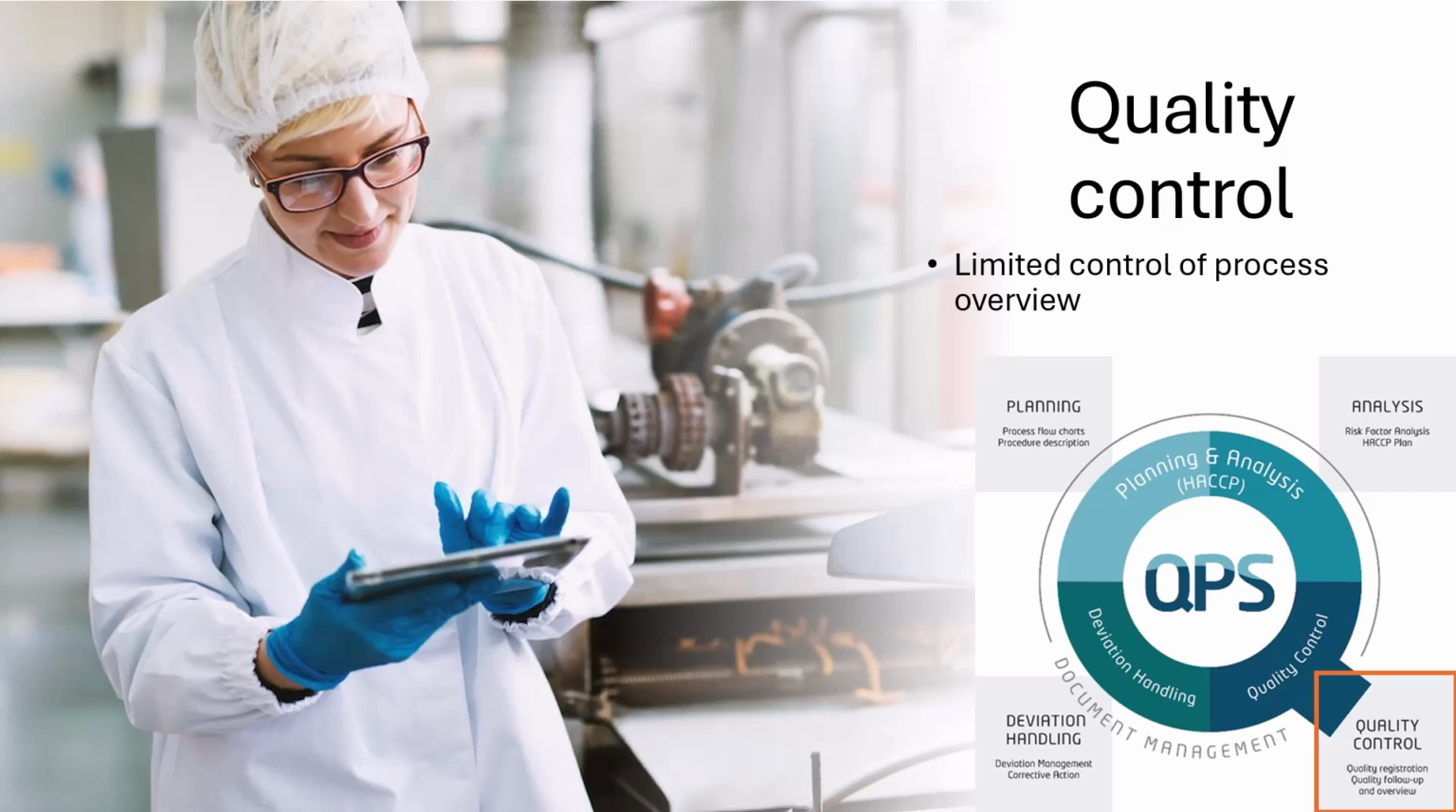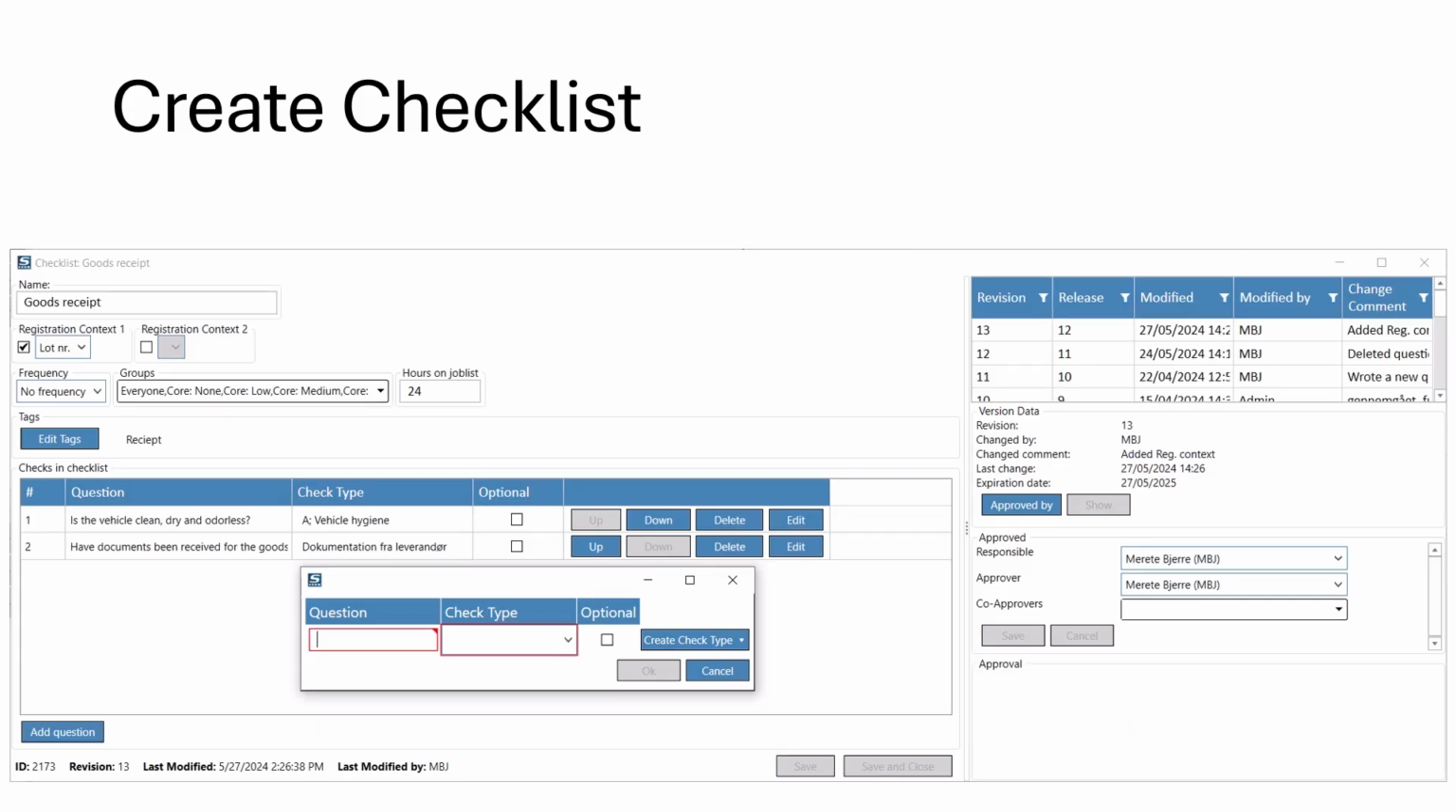So, I think we take it further over to quality control, which is the third module in the system. And here we are also back in the office module to create a checklist. The checklist is, as I said, a collection of control questions, each of which has an underlying check type. This is how it is shown in the back office part of the program, which is the office, as I just said.